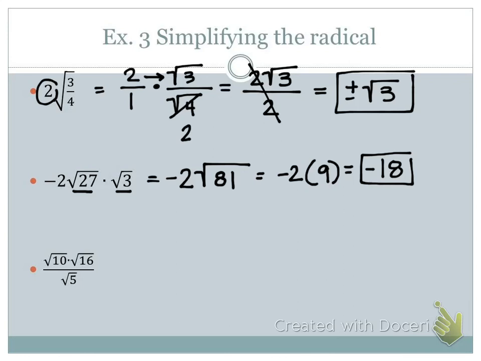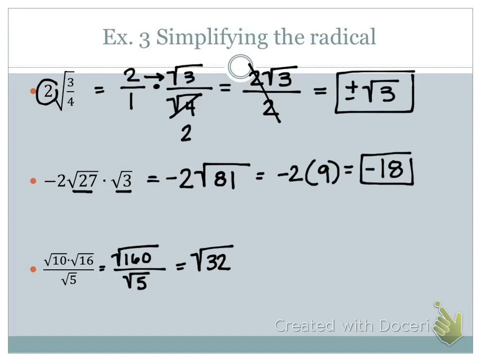What do you think we would do first? Asia? Multiply 10 and 16 because they're like terms. So I keep my square root. 10 times 16 is 160 divided by the square root of 5. Now can I divide? Yes. Does everybody see how it pays to wait? What's 160 divided by 5? The square root of 32.